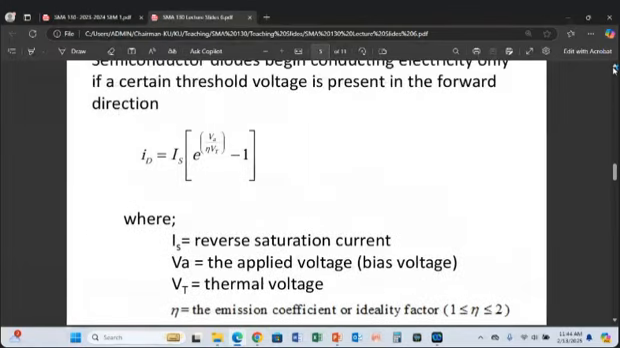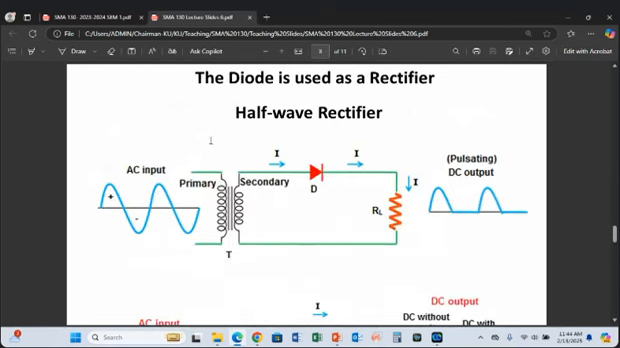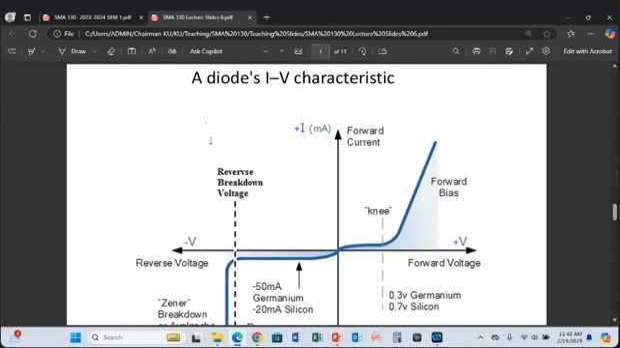So this equation, the Shockley equation, gives us the diode current when we know the applied voltage or the biasing voltage.